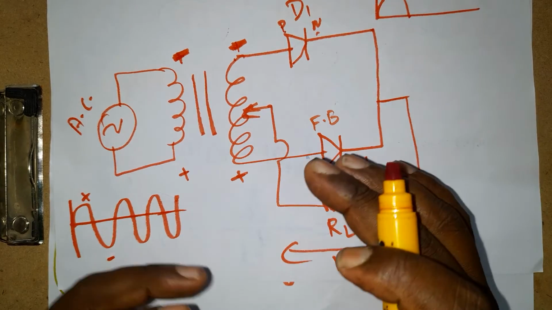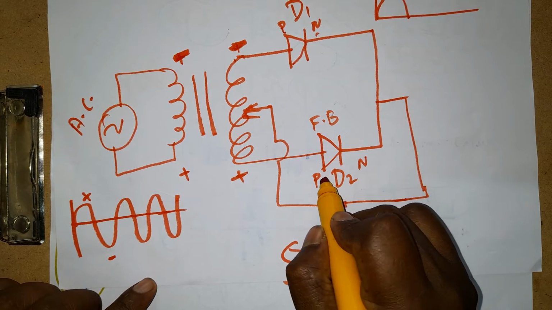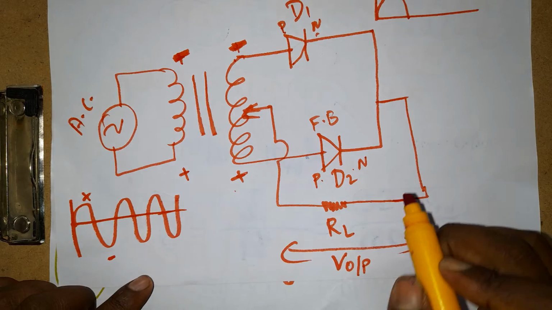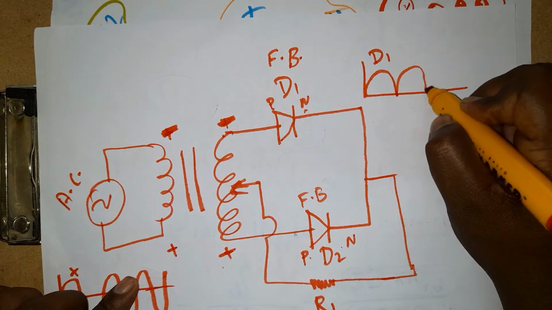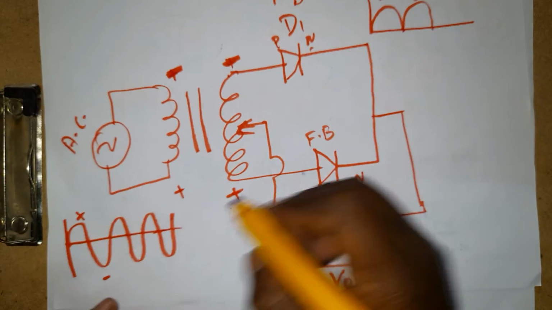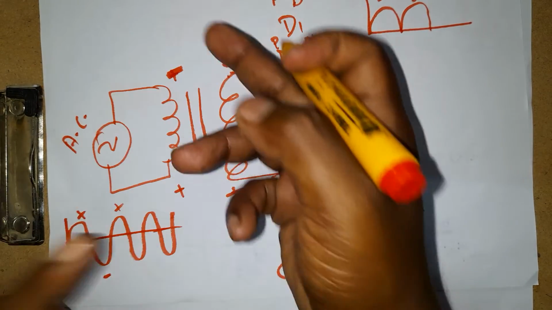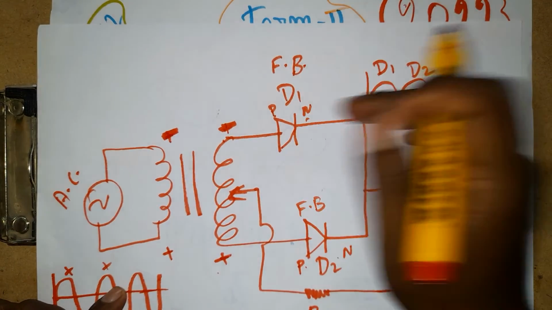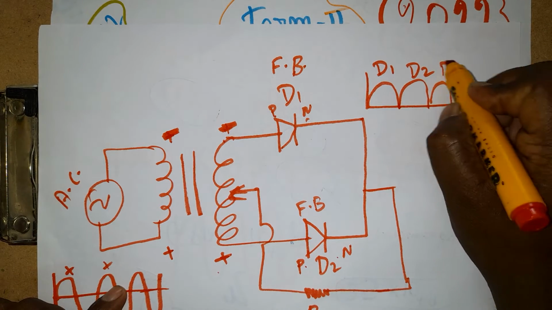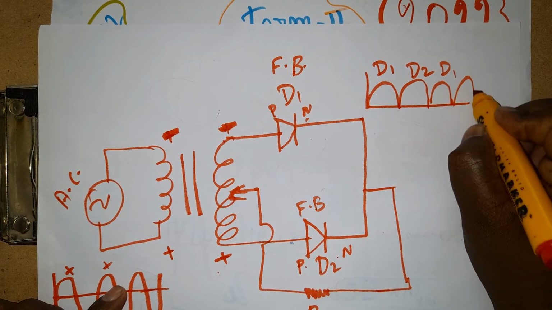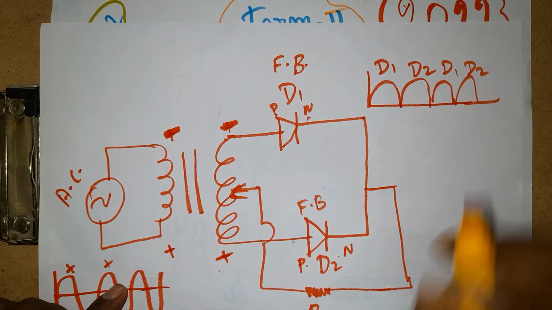Reverse bias means opposite polarity; forward bias means the same polarity: positive is connected to positive and negative to negative. Now D2 works, and again the graph goes upwards. One cycle is completed, then in the next cycle D1 works, then D2 works. In each half cycle the working diode changes.